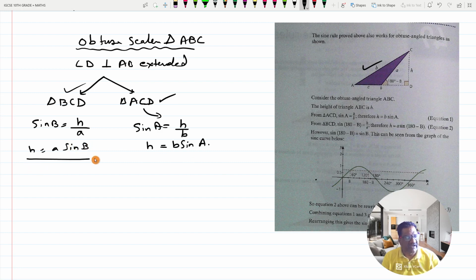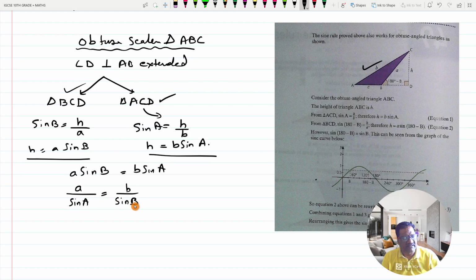Now again you have a situation where you have two expressions for H. So I can write A sine B is equal to B sine A. Now if I rearrange this, I can write A upon sine A equal to B upon sine B, isn't it? So for an obtuse scalene triangle also we can derive this sine rule.